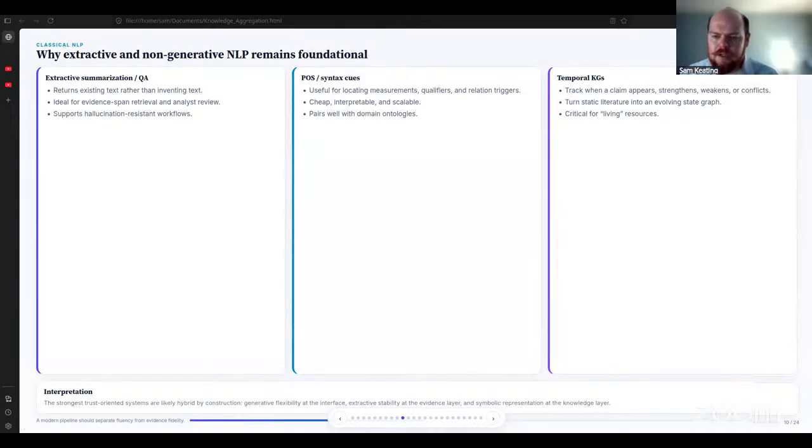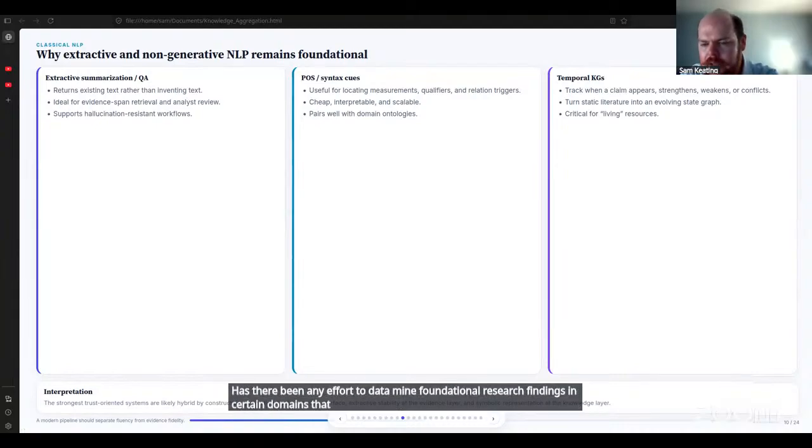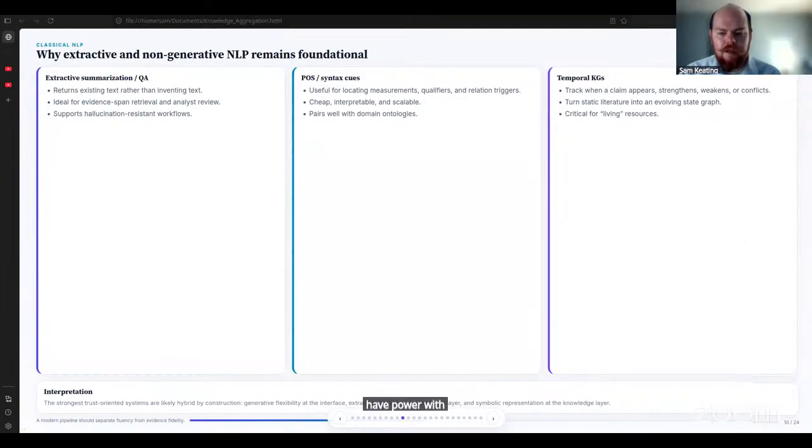So I see one question that I believe was in the chat a few times about whether there has been any effort to data mine foundational research findings in certain domains that for whatever reason never made it into applied research, and whether sentiment analysis is also being used. I do have some interest in the latter, in sentiment analysis. I just tend to treat it as not the end all of the only way that you can have power with text mining.